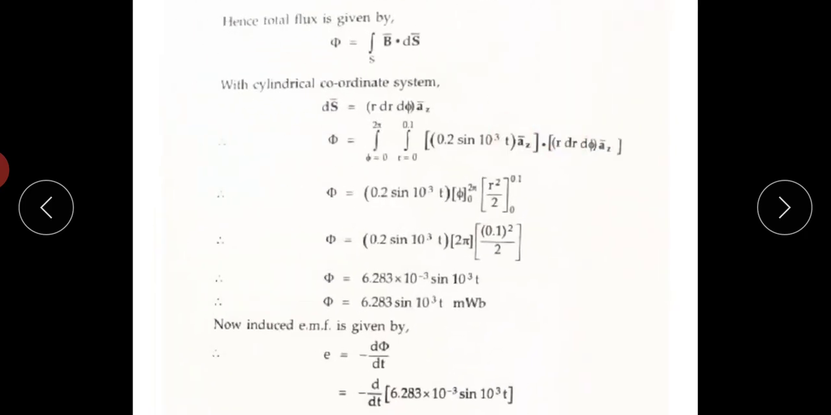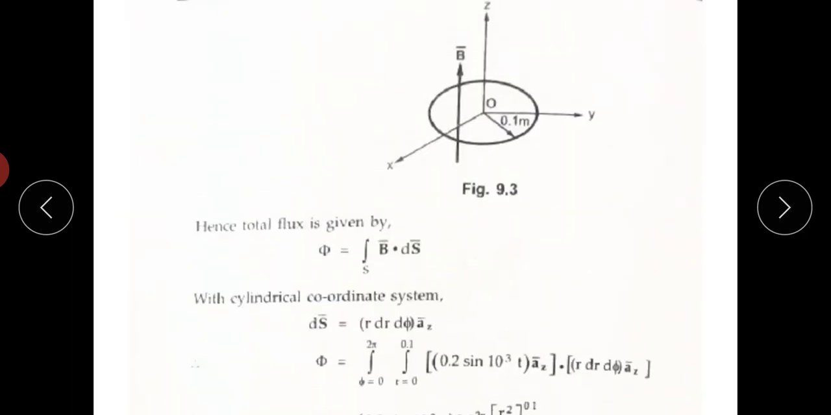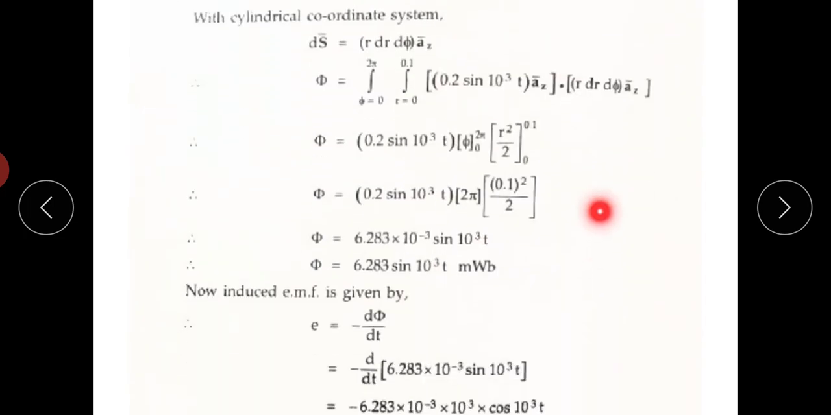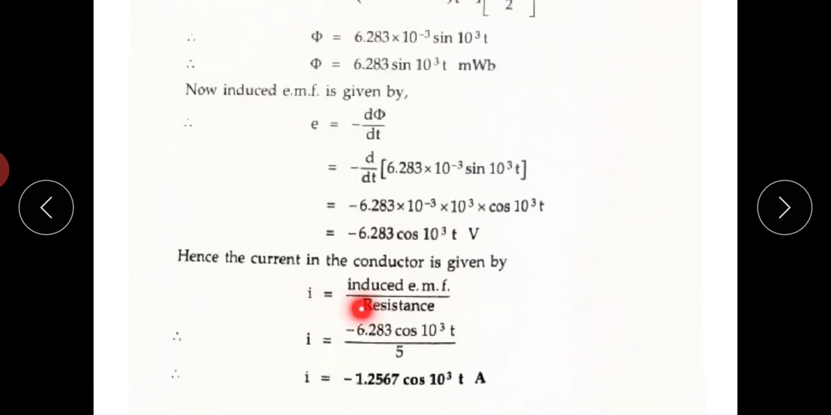So next problem. Here in this case the conductor is stationary, magnetic field is time varying. So the type of EMF is statically induced EMF. Here, first find the magnetic flux. So next, find induced EMF. The statically induced EMF equals minus d psi by dt. So next one, current. Current equals induced EMF by resistance.